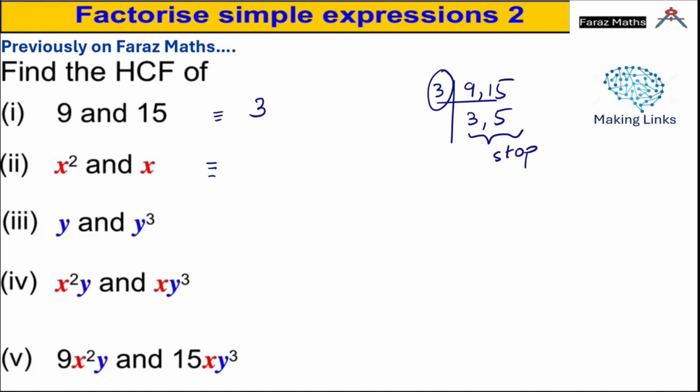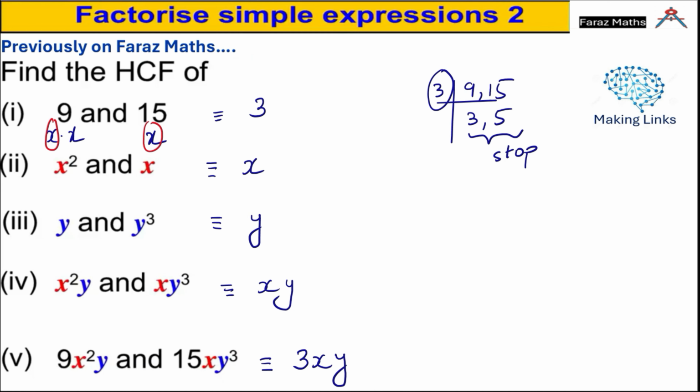In between x square and x, you can see x square is x times x and x is only x. So in both we have x, right? So therefore the HCF is x there. In between x square and x, the HCF is x. In between y and y cube, y is the HCF. In between x square y and xy cube, x square and x, x is the HCF, y and y cube, y is the HCF. And in between 9x square y and 15xy cube, in between 9 and 15, 3 is the HCF. In between x square and x, x is the HCF. In between y and y cube, y is the HCF.